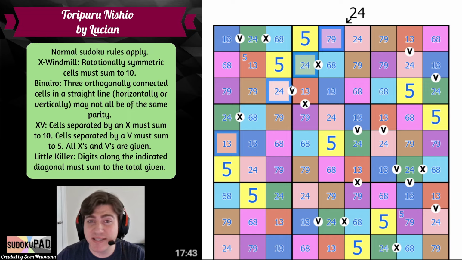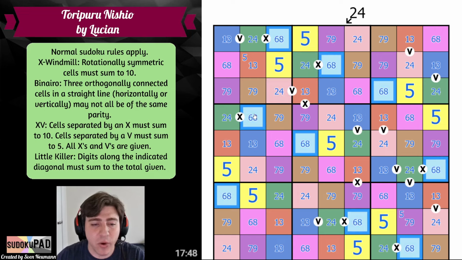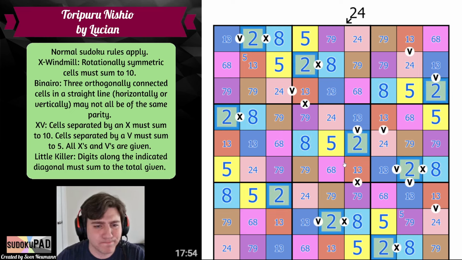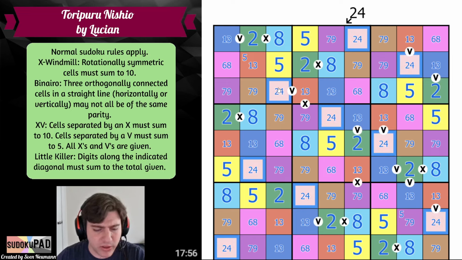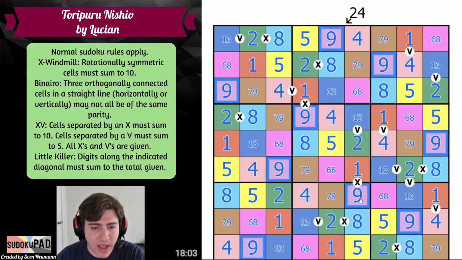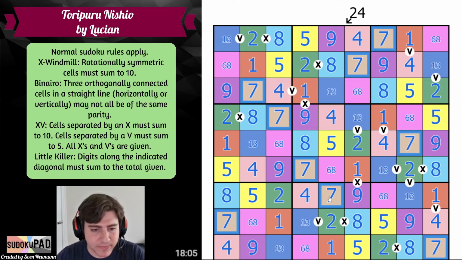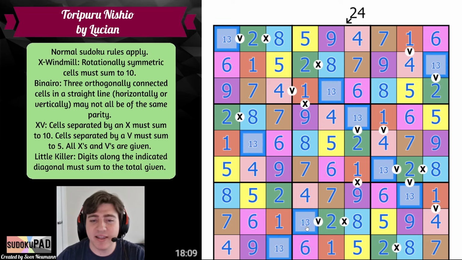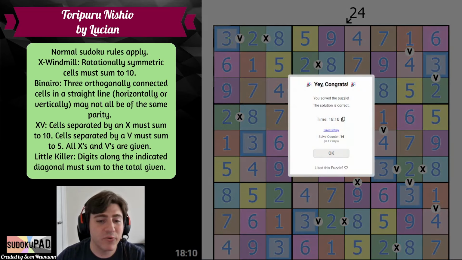We now have 16. How do we get from 16 to 24? The only way to do that is with 8. The only way to make 10 is with 2. And we continue through. This will be 4. 4 will give us 1 here. 1 will give us 9. 9 will give us 7. 8 gives us 6. And finally, to finish us off, we have 3s with a 3 in the corner.